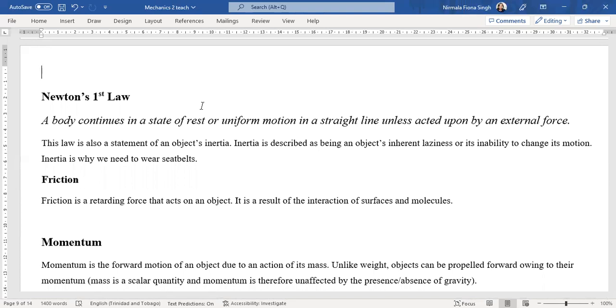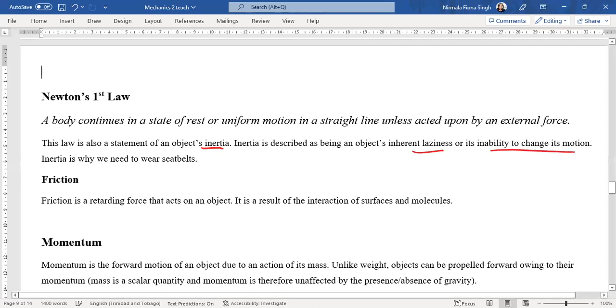This law is also a statement of an object's inertia. Our definition here: inertia is described as being an object's inherent laziness, or its inability to change its motion. Inertia is why we wear seat belts. I think I'll look for a little short YouTube video on how seat belts work, and I'll post it up with the handout.